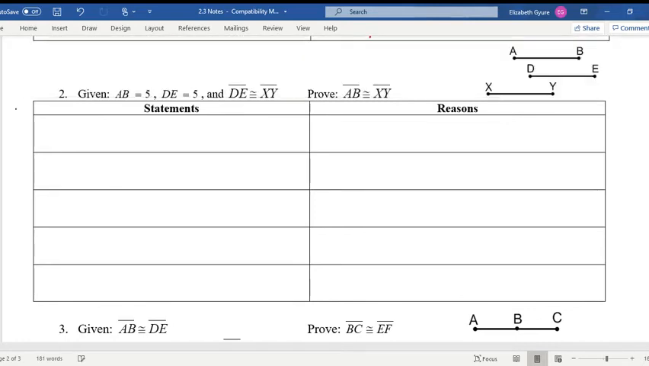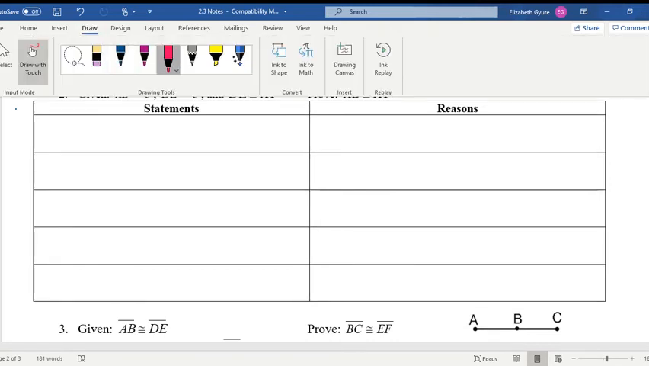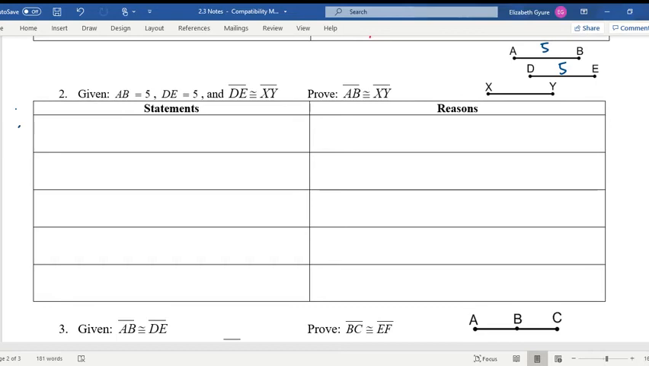We know that the measure of AB is 5, the measure of DE is 5, and we're told that segment DE is congruent to segment XY. So we can put our little congruency marks in there. So this one is congruent to this one. Now let's just think logically for a second.